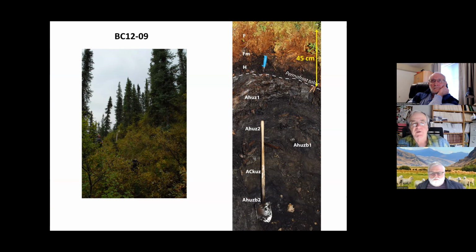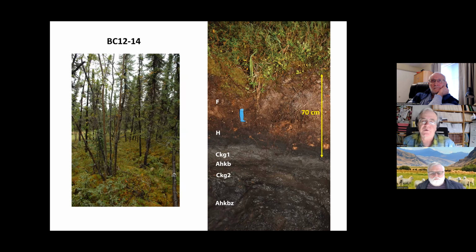And then the final site that I'll show here, this was west of Toad River. This is not nearly as steep. This is actually an alluvial fan with fairly low slopes, less than 10%. Again, thick moss layer with vegetation dominated by black spruce and tamarack and willow. Again, at the end of the summer, the seasonal thawing has barely penetrated into the mineral soil.